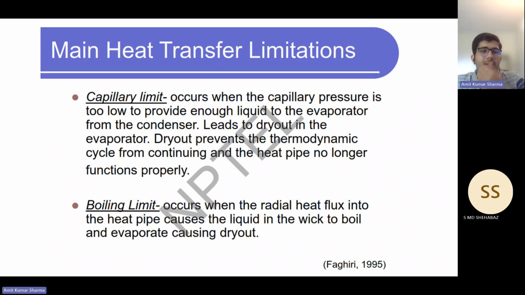So there are some heat transfer limitations. One is the capillary limit. It occurs when the capillary pressure is too low to provide enough liquid to the evaporator from the condenser, so it leads to dry out in the evaporator. So these are related to our today's questions. Dry out prevents the thermodynamic cycle from continuing and the heat pipe no longer functions properly.